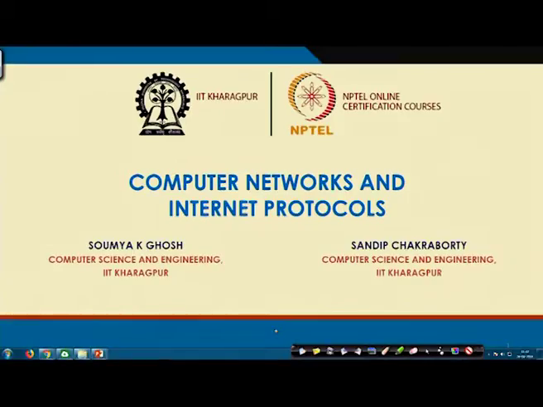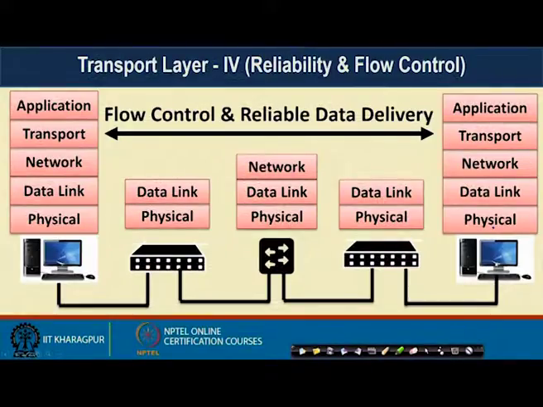Welcome back to the course on computer networks and internet protocol. In the last classes we have looked into various services in the transport layer of the protocol stack, and we have looked into details of the connection establishment and the connection termination procedure. So, today we will look into the second service, which is flow control and reliability in the transport layer.